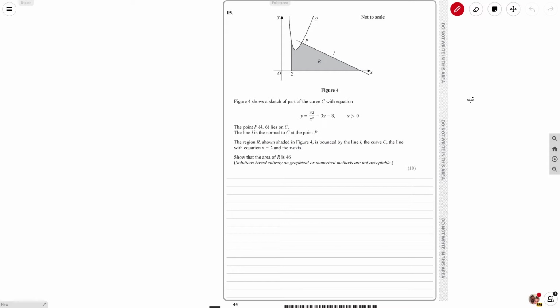The most important thing with these questions, before you start integrating anything, is you really need to look at the diagram and think about how you're going to work out that shaded region. Part of that shaded region is an area under a curve, and part of it is something else, and you really need to split your diagram up so you can visualize exactly what you need to do.